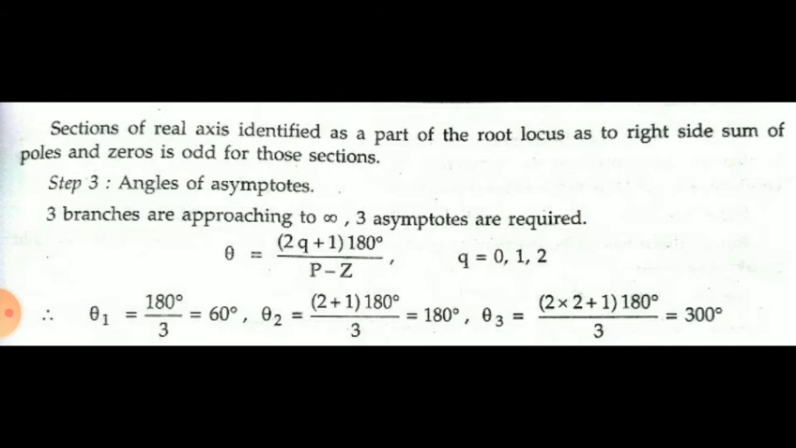So you can see here the sections of the real axis identified as a part of the root locus, as the sum of poles and zeros to the right side is odd for those sections.